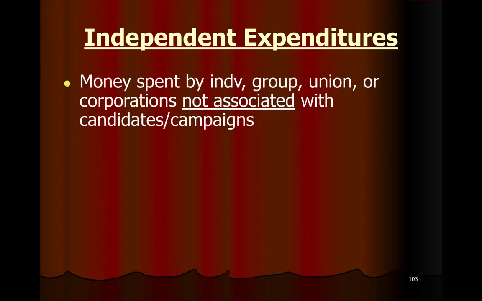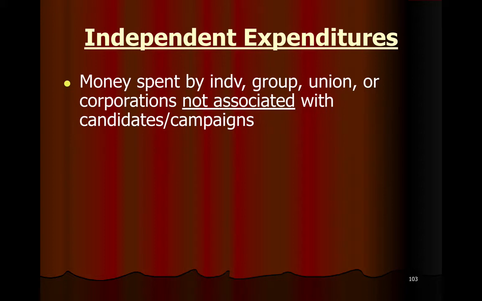This is referred to as independent expenditure. Independent expenditure is when somebody independent of a campaign or a candidate decides to spend money on their own. So it can be money spent by an individual, a group of people, a union, a corporation, and they're not associated in any way with the candidate or their campaign.